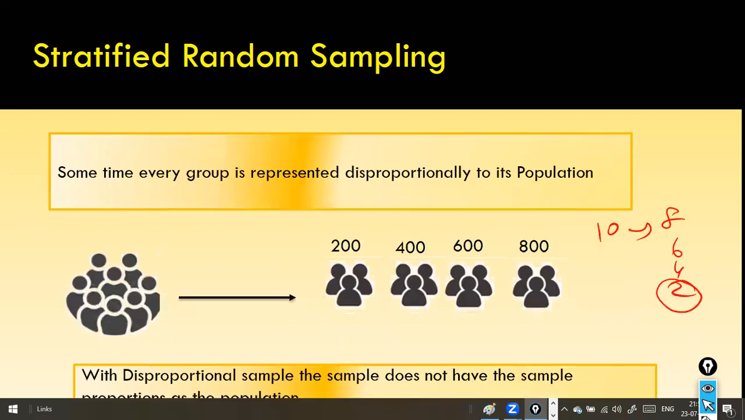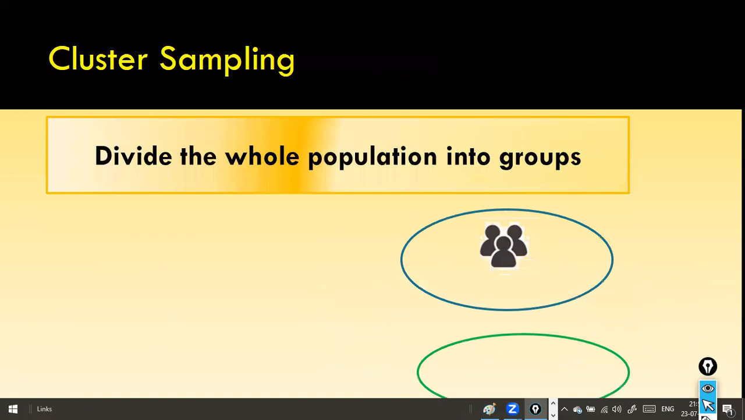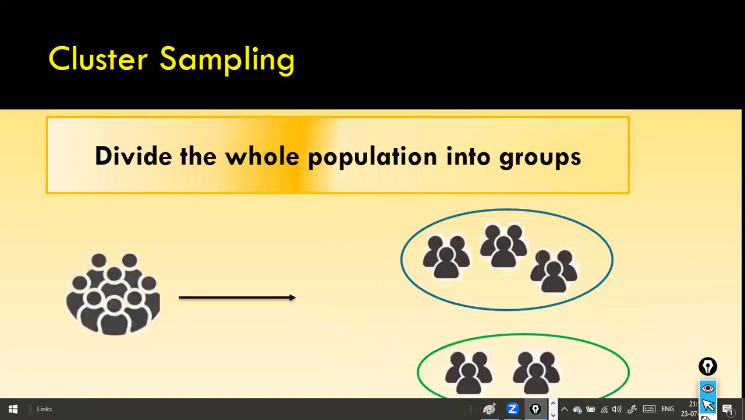The next one is cluster sampling. What is cluster sampling? In cluster sampling, we divide the whole population into groups, like stratified sampling. Here also we divide the entire population into clusters, or groups. Groups are also called clusters. And in this case, a random sample of clusters is selected.